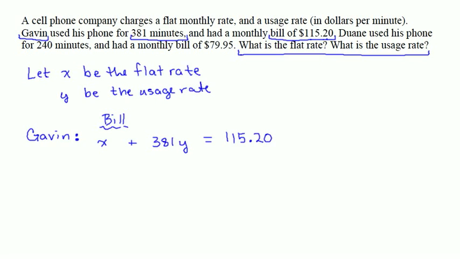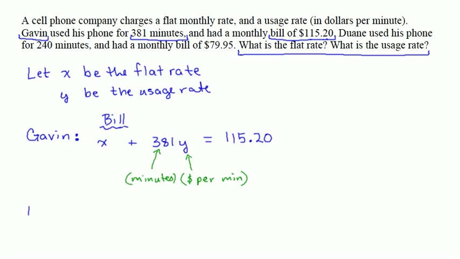Realize how important it is to have defined our variables for a problem like this. It's very common for students to try to skip that step, but it becomes really hard to figure out exactly how our equation gets phrased without knowing that x is the flat rate and y is the usage rate. So the reason that this works is because the usage rate is dollars per minute and 381 is the number of minutes. So if I multiply minutes by dollars per minute, then I'm going to get dollars, and I'm going to get the dollar amount that was charged from using the phone.